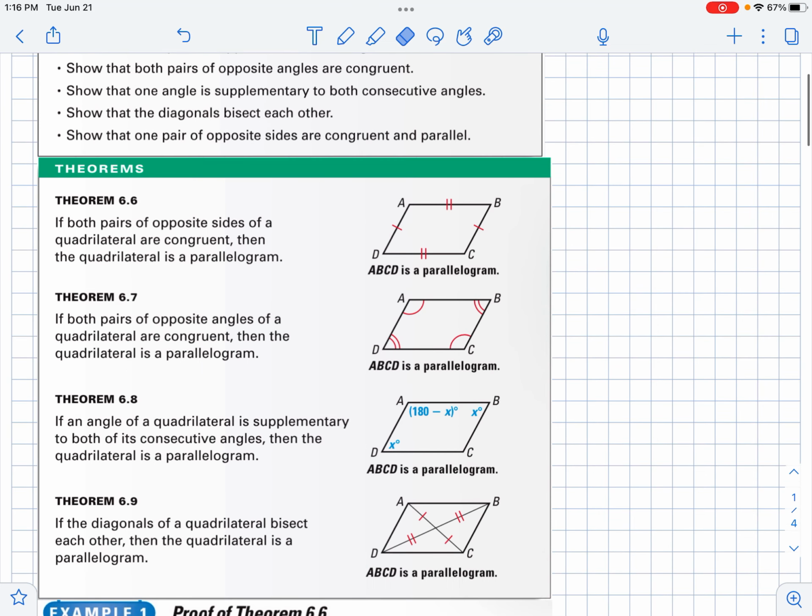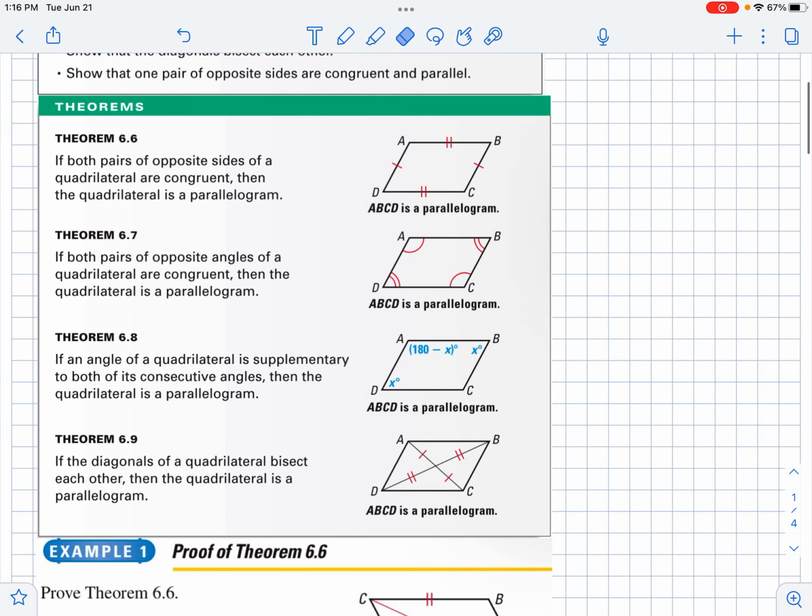So let's just go through these, and these are the main ones we're going to focus on: 6.6, 6.7, 6.8, 6.9. So let's look at this first one. If both pairs of opposite sides of a quadrilateral are congruent, then the quadrilateral is a parallelogram. Okay, so we're looking at going the other way with this.